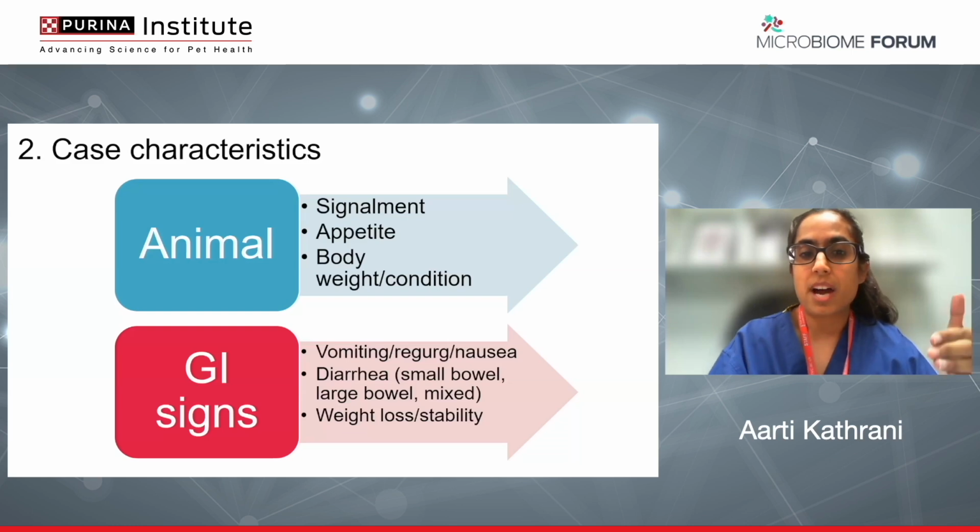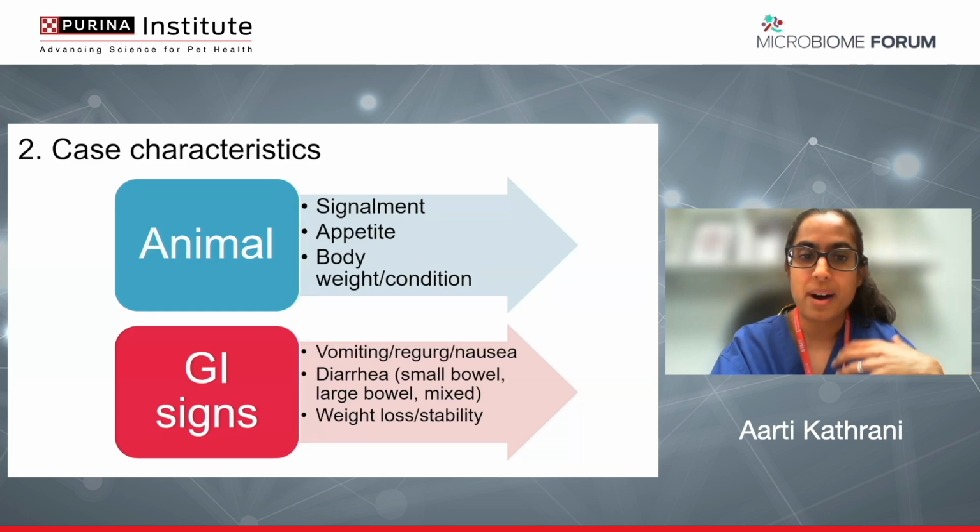If the patient has diarrhea, we always want to characterize that as small bowel, large bowel, or mixed bowel. Again, knowing if it's large bowel or mixed bowel might help to prioritize whether we do a fiber enriched approach. So that's important. And then again, is the patient losing weight? Is it weight stable? Because that's going to determine how many calories we're going to feed. And again, caloric density may play a role in that.